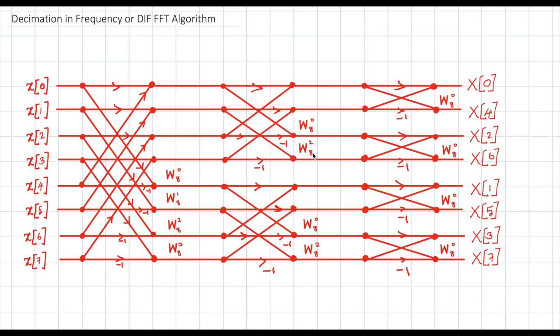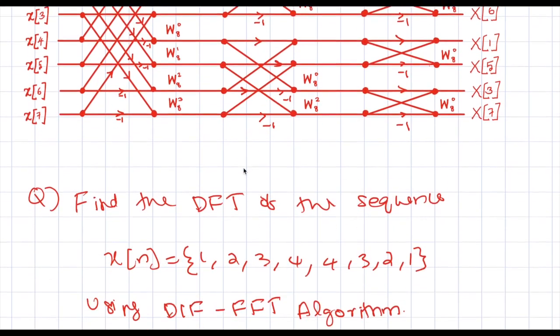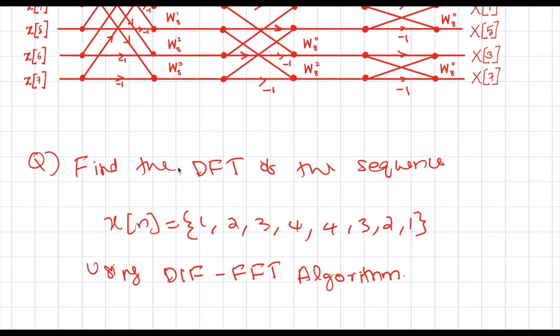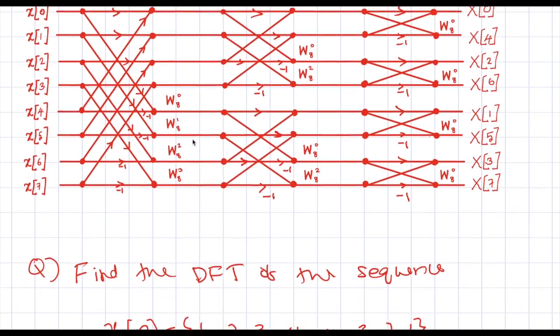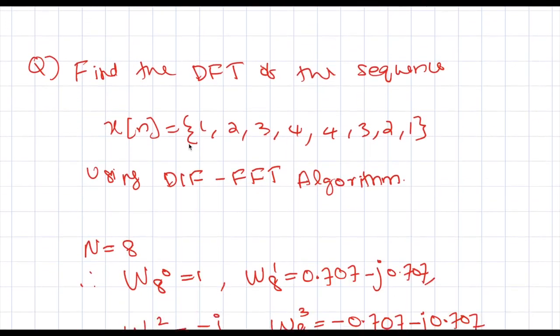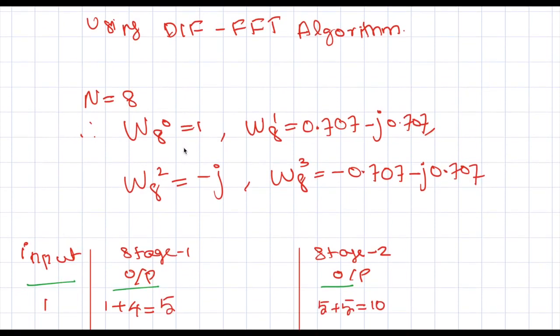Now we will look at an example where we will be utilizing the DIF FFT algorithm to compute the DFT of a given sequence. I have noted down a question over here: find the DFT of the sequence x of n equal to 1, 2, 3, 4, 4, 3, 2, 1 using the DIF FFT algorithm. We will be utilizing this diagram to compute the same, and I will also make use of a table where we will be listing down all the values.